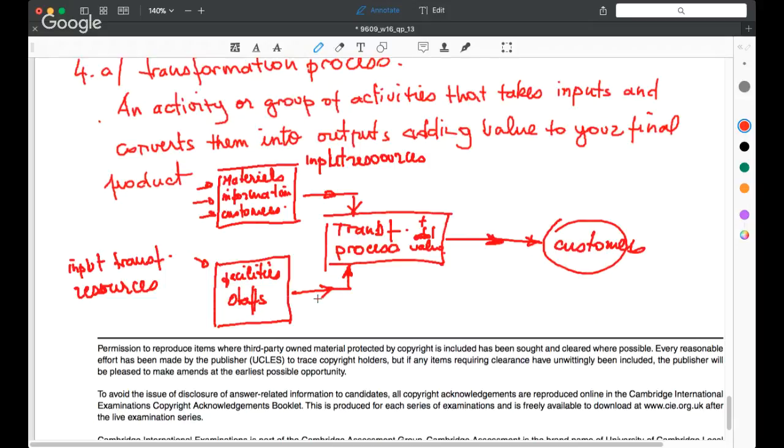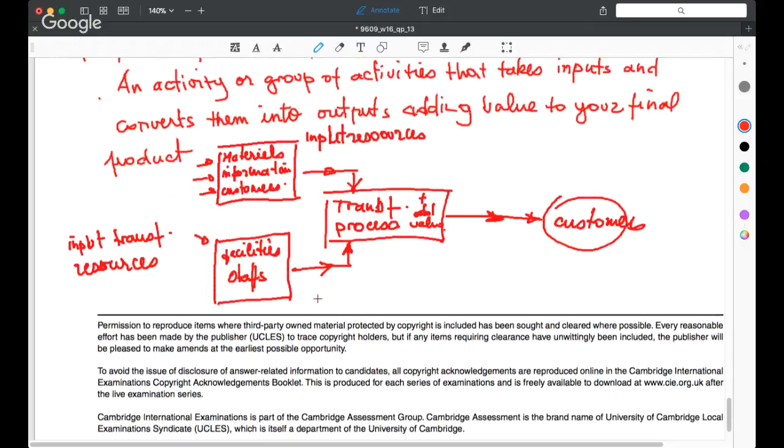Okay, the next question was: briefly explain two objectives of an operation management department. Okay, what is an operation management department?